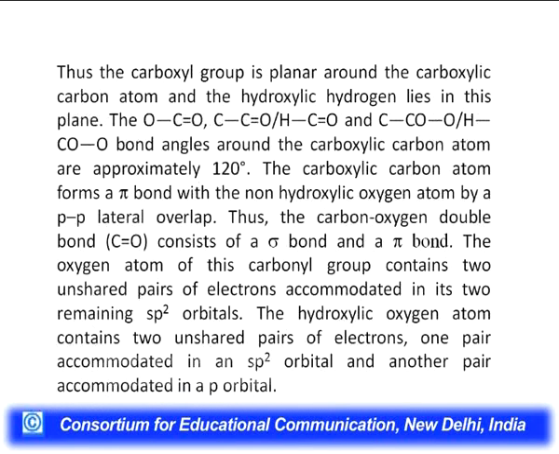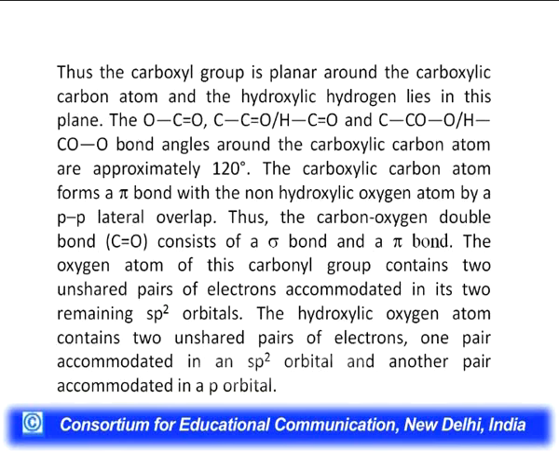Thus the carboxylic group is planar around the carboxylic carbon atom and the hydroxyl hydrogen lies in this plane. So the bond angles around the carboxylic carbon atom are approximately 120 degrees. The carboxylic carbon atom forms a pi bond with the non-hydroxylic oxygen atom by a p-p lateral overlap. Thus the carbon-oxygen double bond consists of a sigma bond and a pi bond.